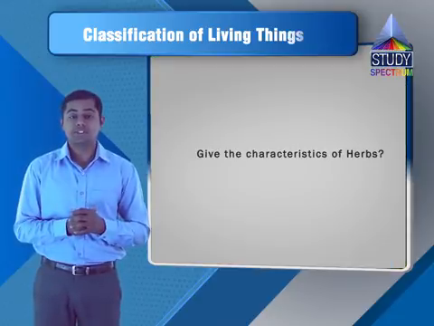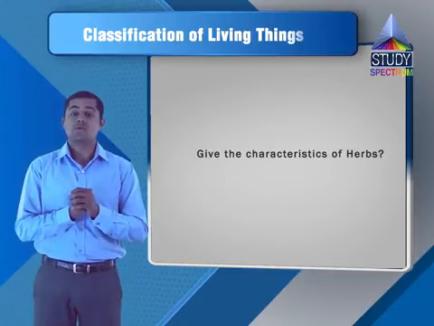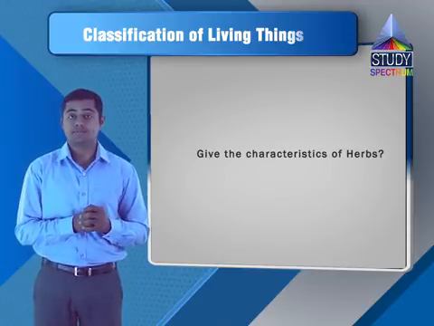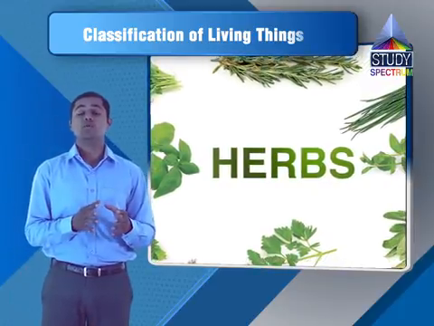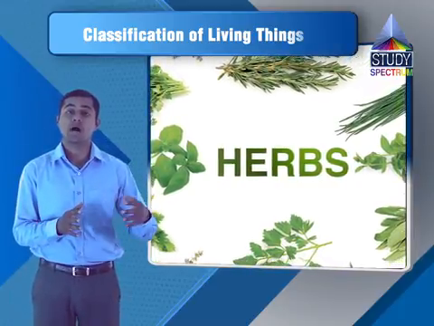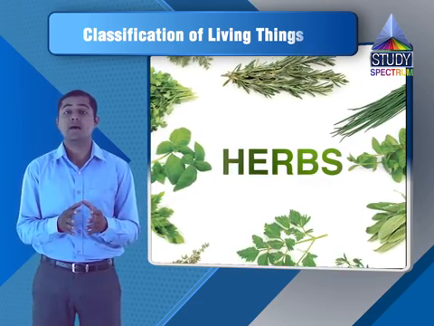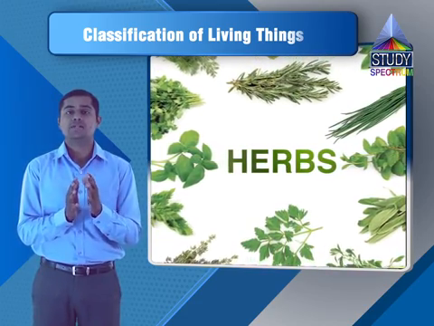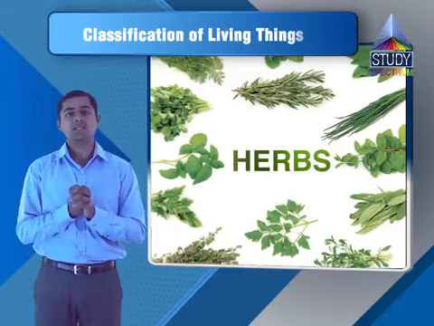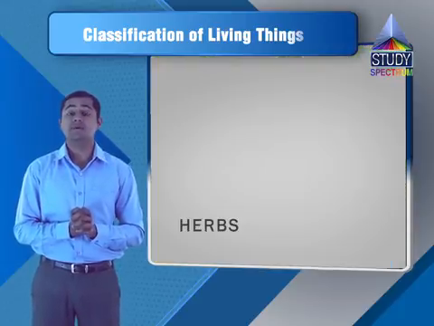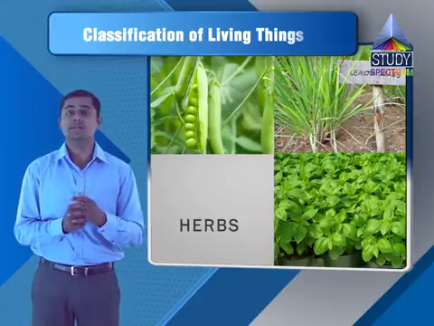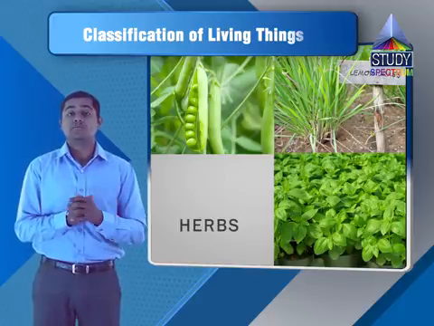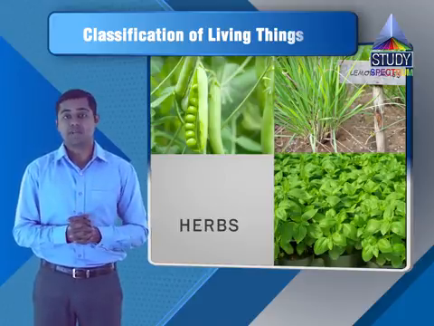Let's go to the next question. Give the characteristics of herbs and give some examples. Herbs are the plants which grow up to maximum 1 or 1.5 meter. They have very flexible and soft stem. What are the examples of herb? Garden pea is a herb, herbaceous plant. Lemongrass, basil, grams, these are the herbaceous plants.